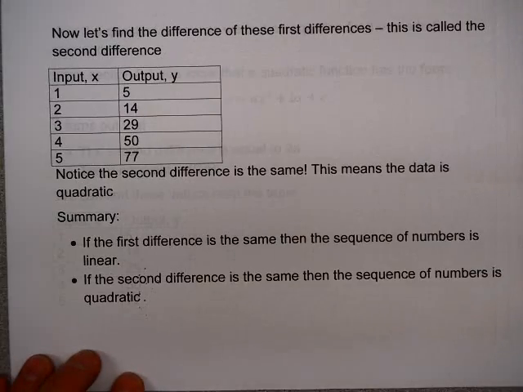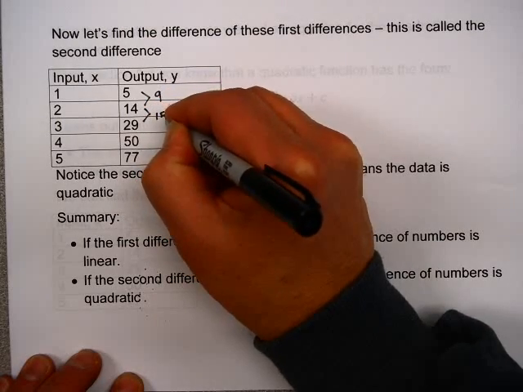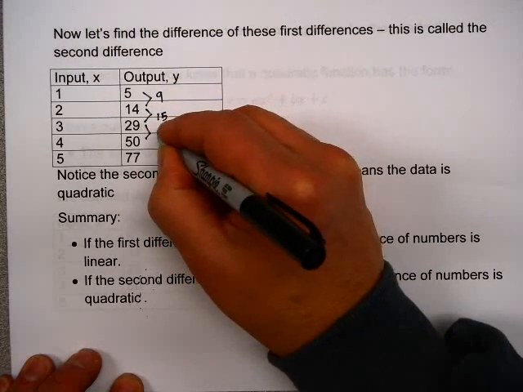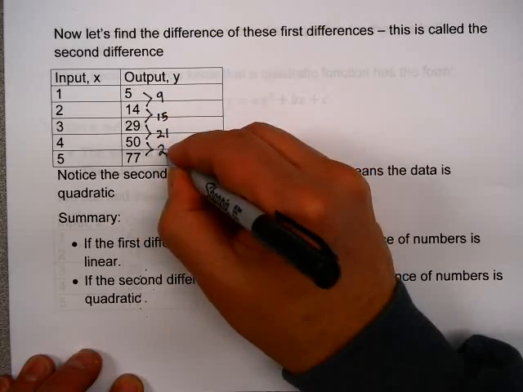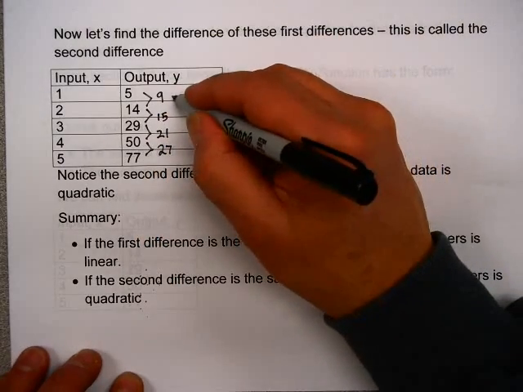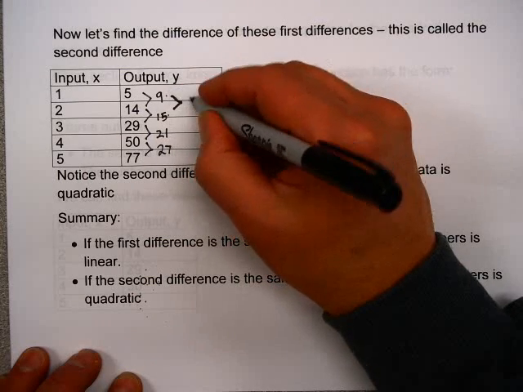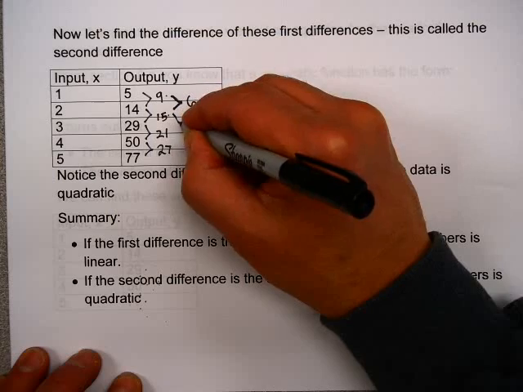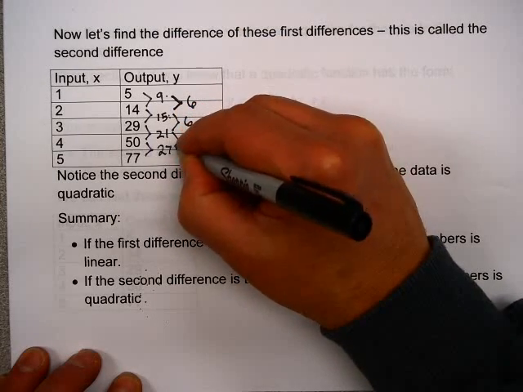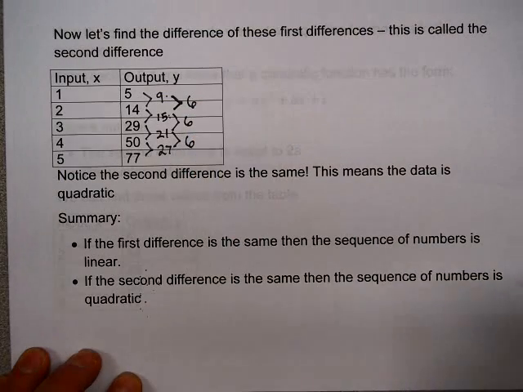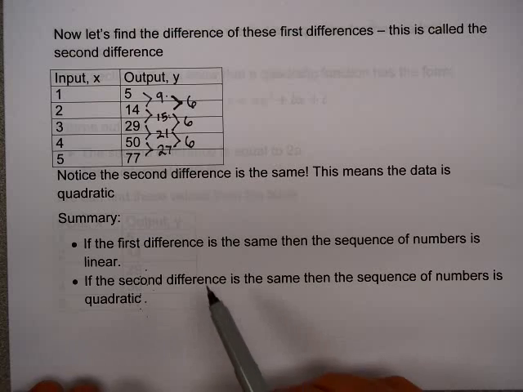However, I can do the second difference. Let me copy down these first differences here. The first difference is the subtraction between consecutive terms in your sequence. The second difference is the subtraction of these first differences. 15 minus 9 is 6. 21 minus 15 is 6. 27 minus 21 is 6. Notice the second difference is the same. This means the data is quadratic.